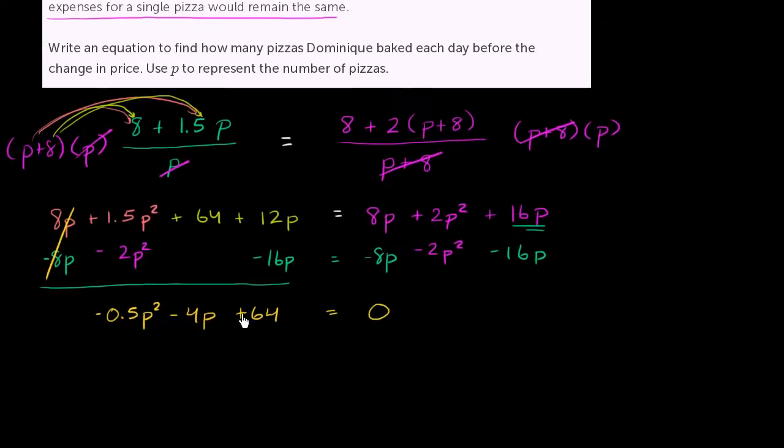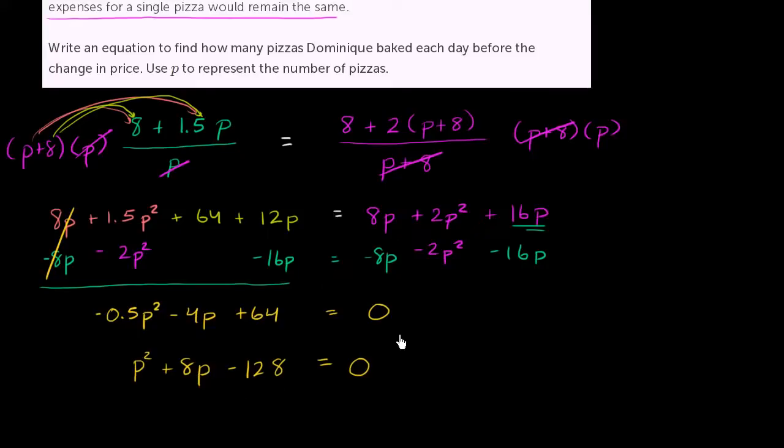And just to make this a little bit cleaner, let's multiply both sides of this equation by -2. I want the coefficient over here to be 1. So then we get p squared plus 8p, minus 128 is going to be equal to 0.